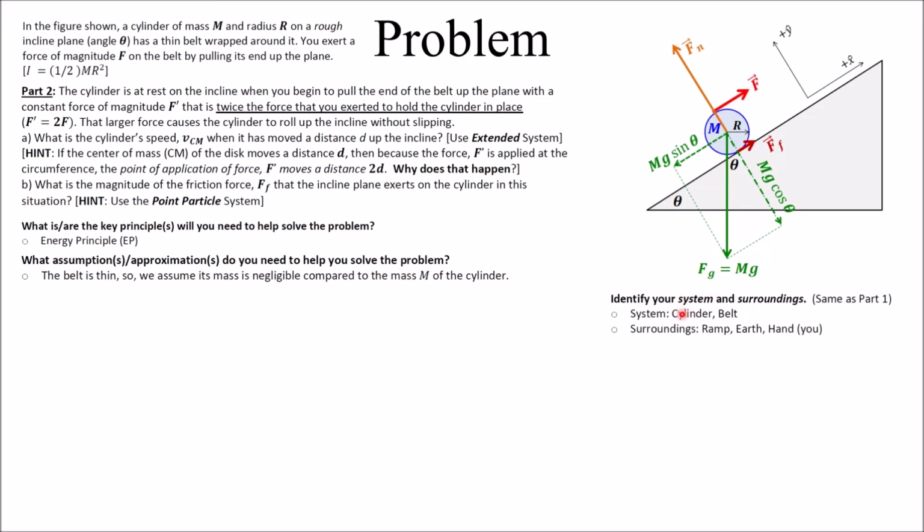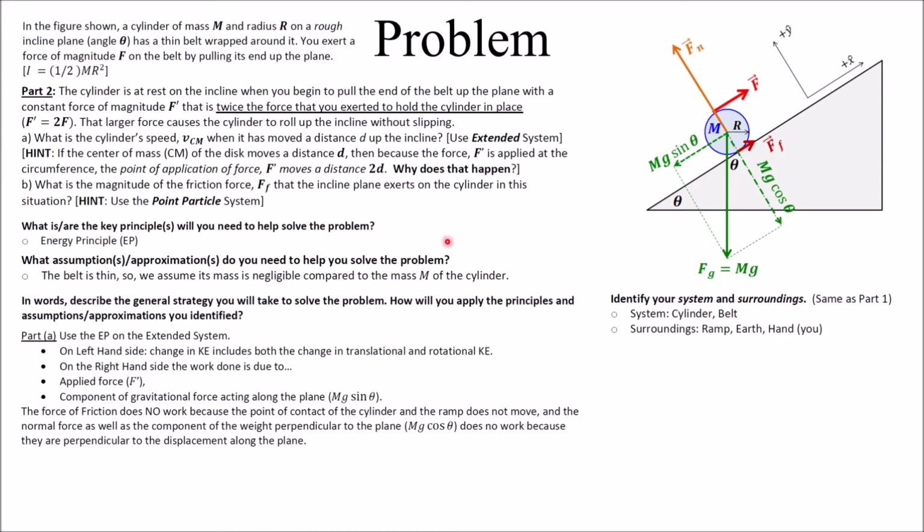We can say, okay, the system is the cylinder and the belt, and the surroundings is the ramp, the earth, and the hand, or you. And for part A, we can use the energy principle on this extended system. On the left-hand side of the equation, we have the change in kinetic energy, which includes the translational and the rotational. And on the right-hand side is the work done. So we're basically using the work-kinetic energy theorem.